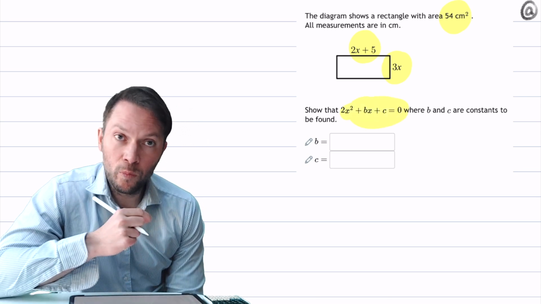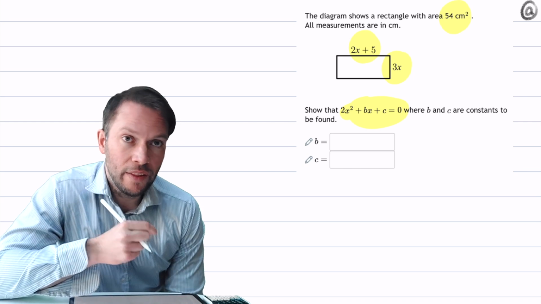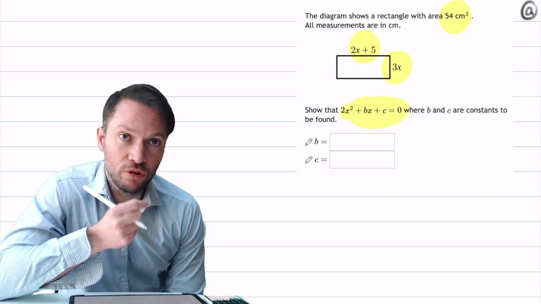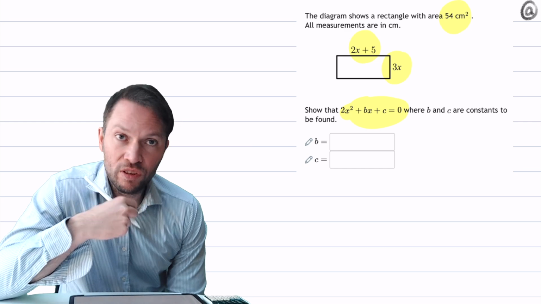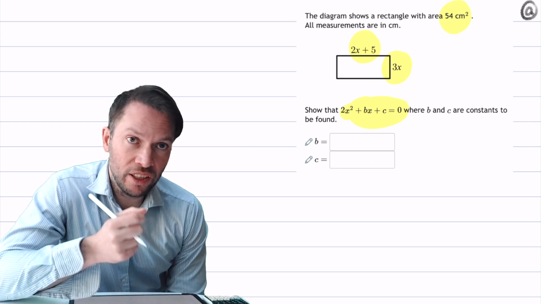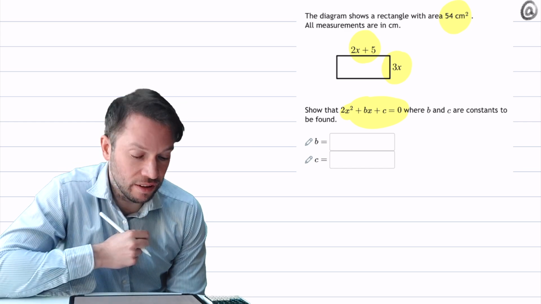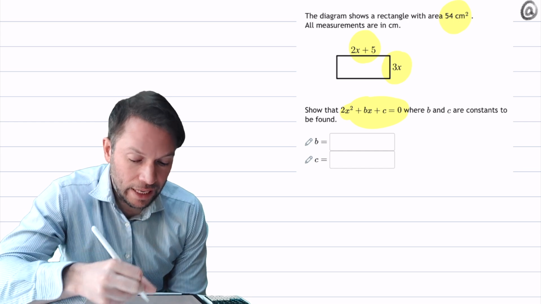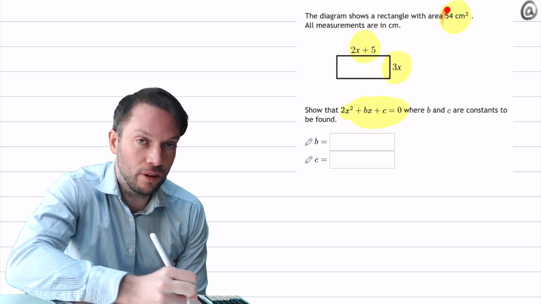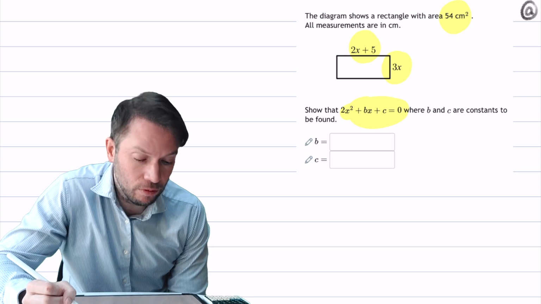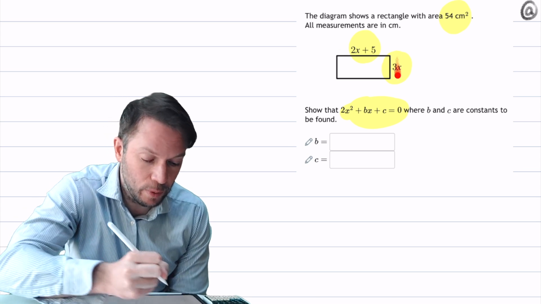Now, by the way, when we want to show that we can get an equation, that doesn't mean solve the equation. We're not trying to find the value of x here. What we're trying to do is use the given information to get that equation in some way. Now let's think, if we're given the area of the rectangle, how would we usually find the area of a rectangle? Well, we just multiply the length times the width, right?